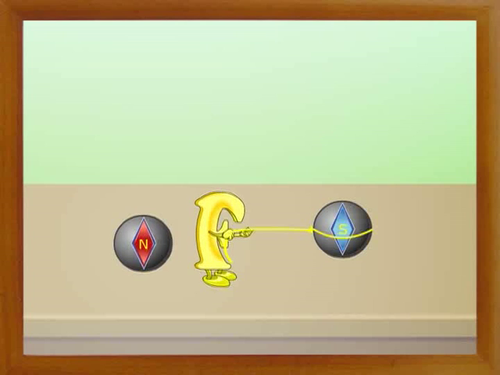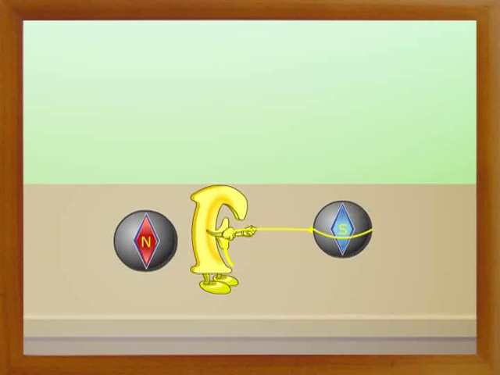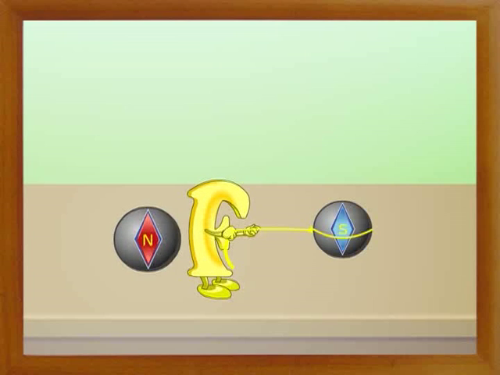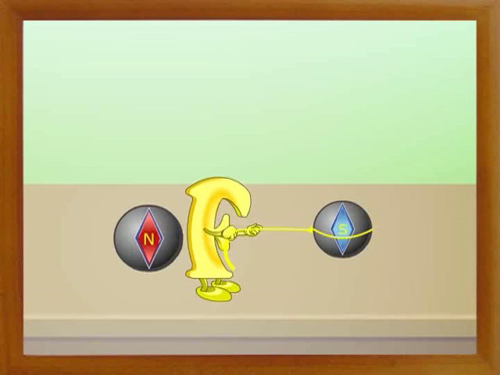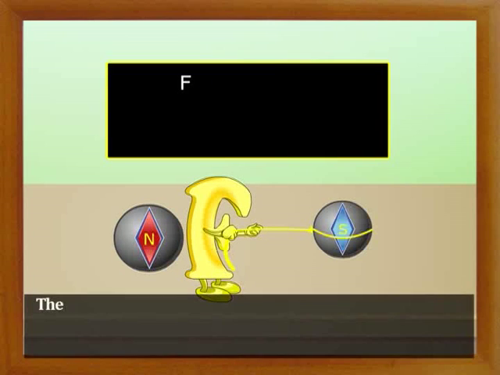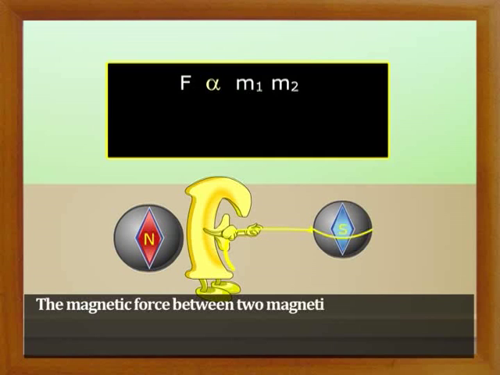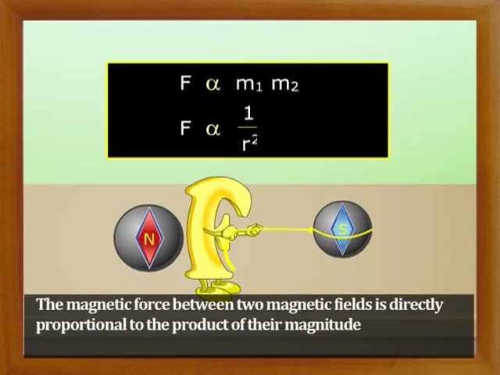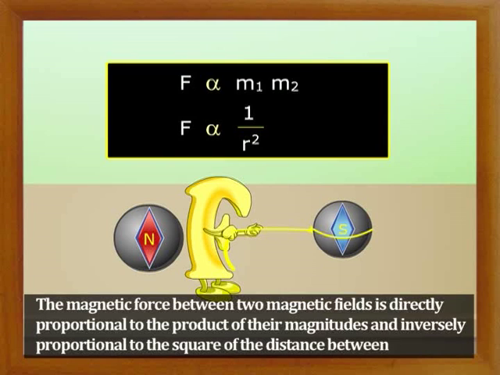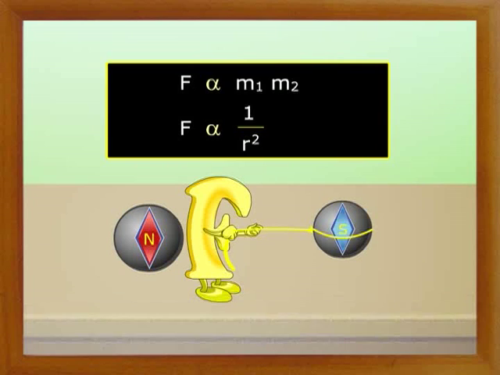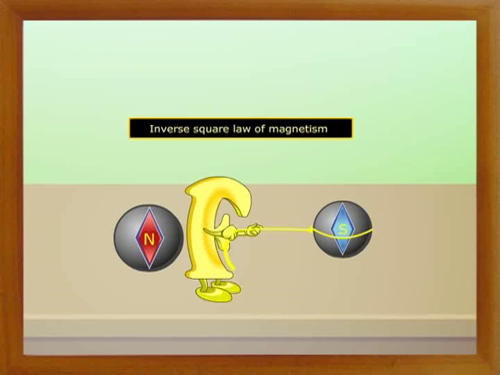poles. We also observe that as we increase the magnitude of pole strengths of any of the poles, the magnetic force between them increases. It has been found that the magnetic force between two magnetic fields is directly proportional to the product of their magnitudes and inversely proportional to the square of the distance between them. This is called the inverse square law of magnetism.